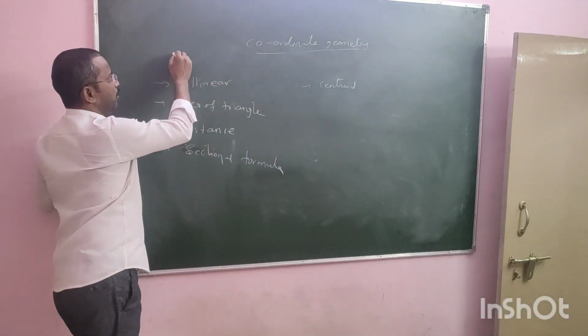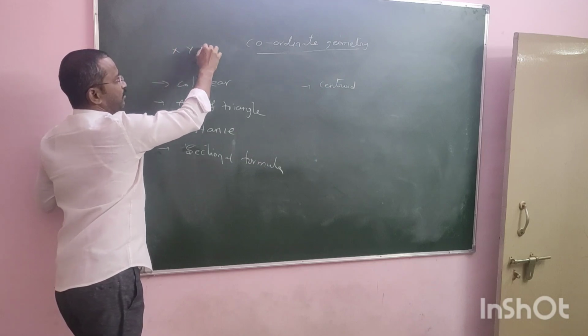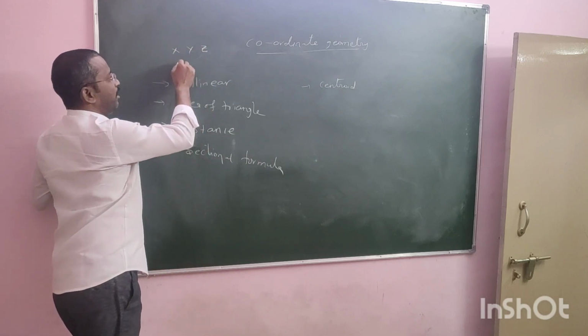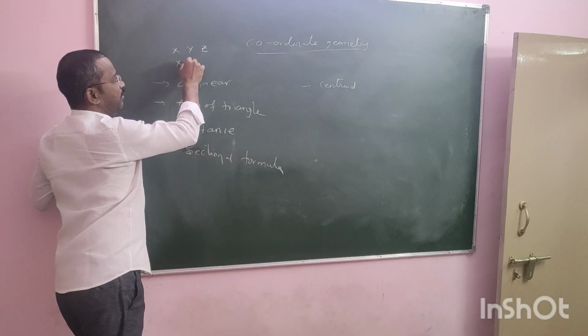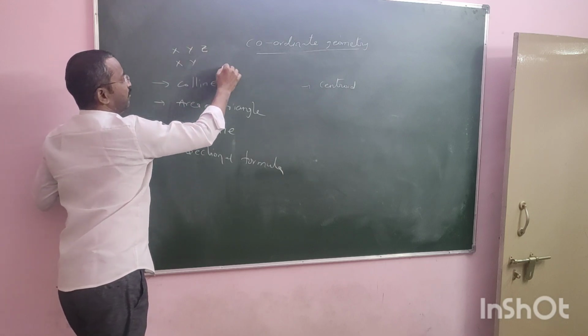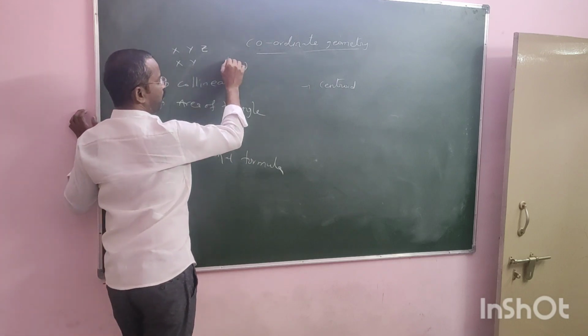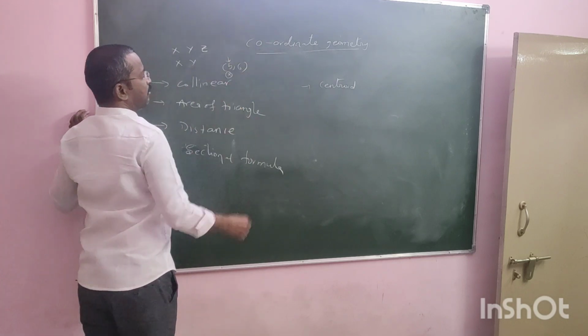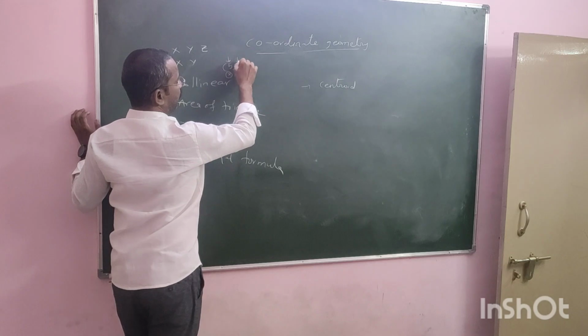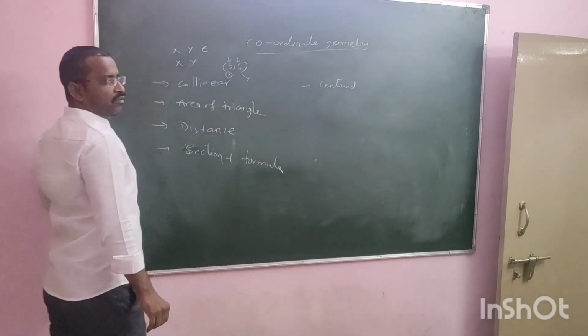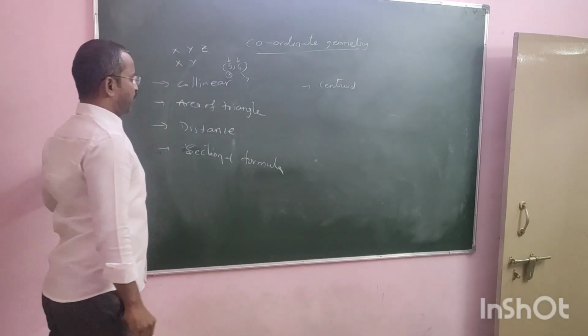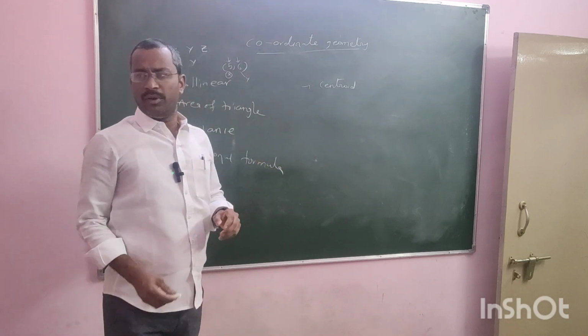Usually, coordinate geometry deals with the x-axis, y-axis, and z-axis, but in 10th class we have only the x-axis and y-axis. For example, if you write (5, 6), 5 is known as the first coordinate, represented as x, and 6 is the second coordinate, represented by y. And we will have the first basic formula, the distance formula.